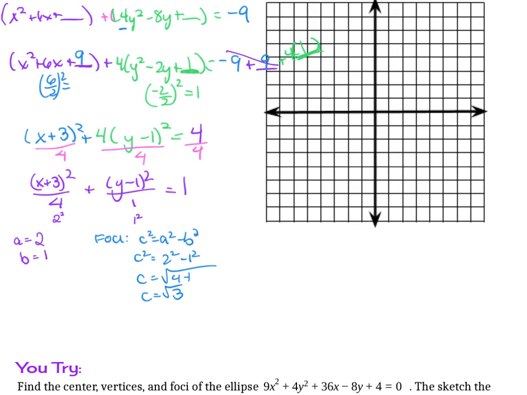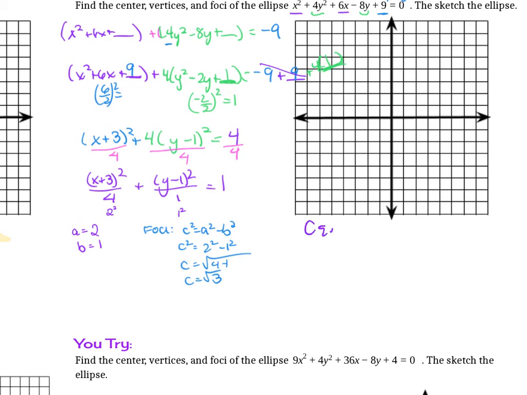So let's start to label things that we know. So the center, we can look at the equation. The center is negative 3, positive 1. Then we also know our vertices. Well, let's graph this first. So our center is at negative 3, positive 1.